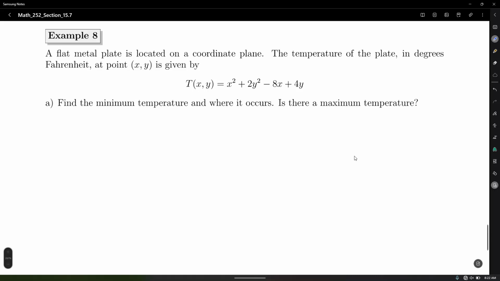Okay. A flat metal plate is located on a coordinate plane. The temperature of the plate in degrees Fahrenheit at the point (x, y), that is, the temperature distribution, is given by this function here. All right, so, find the minimum temperature and where it occurs, right? Because again, this function tells us that the plate's temperature is not distributed evenly.